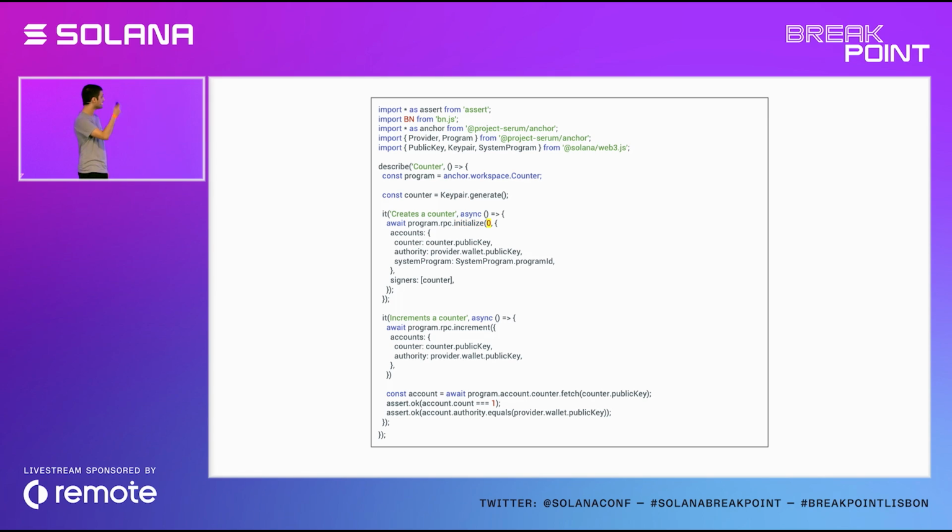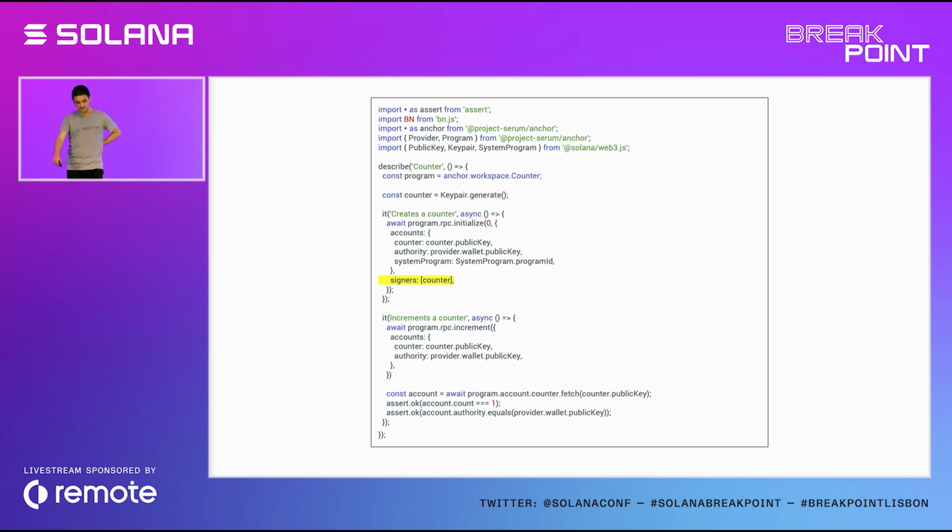So we have the data, so this is going to be the start counter, and then the context here at the end. In the context, we have the accounts. This is going to be all the data that our program is going to read and write, and we just pass in the pub keys. So we have the counter, the authority, the system program, and this is exactly the initialize account context struct from our Rust program. So yeah, those are the accounts, and then lastly we have the signers field.